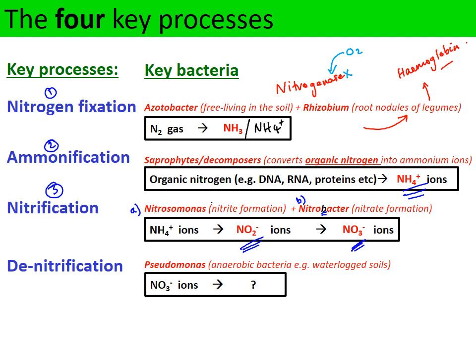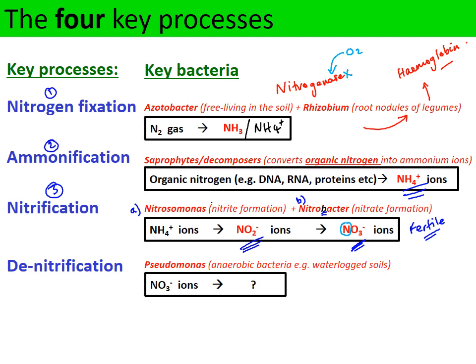Some of these nitrate ions get secreted into the soil, so it makes the soil nice and fertile. Because we know plants like to absorb nitrate ions through their root hair cells, and we know the plant will utilize the nitrogen from the nitrate ion here, and it will incorporate that nitrogen into organic nitrogen, so the plant can then start to make its own DNA and RNA and amino acids and proteins and chlorophyll, for example.